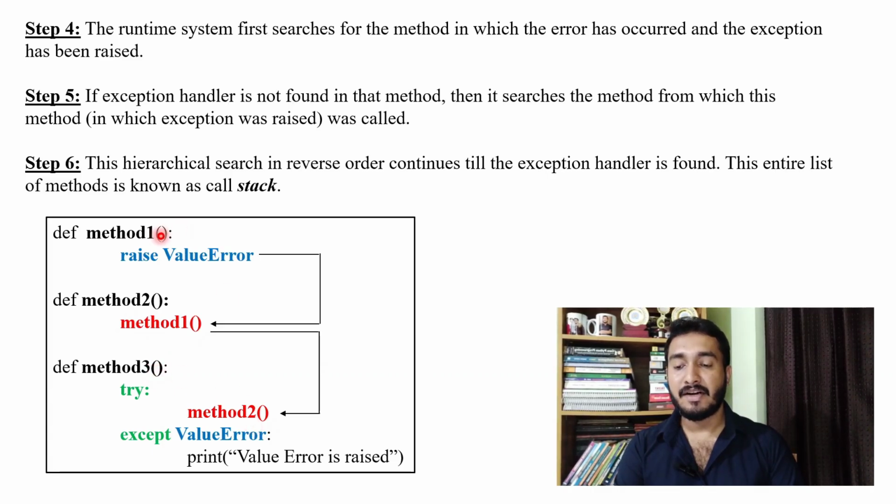So from method 1, the runtime system goes back to method 2. From method 2, the runtime system goes back to method 3. In method 3, I have written the code to handle the exception. I have written except ValueError. Since we have raised ValueError, that will be caught by the except block and it will print ValueError is raised. So this hierarchical search in reverse order continues till the exception handler is found. This entire list of methods is called the call stack.